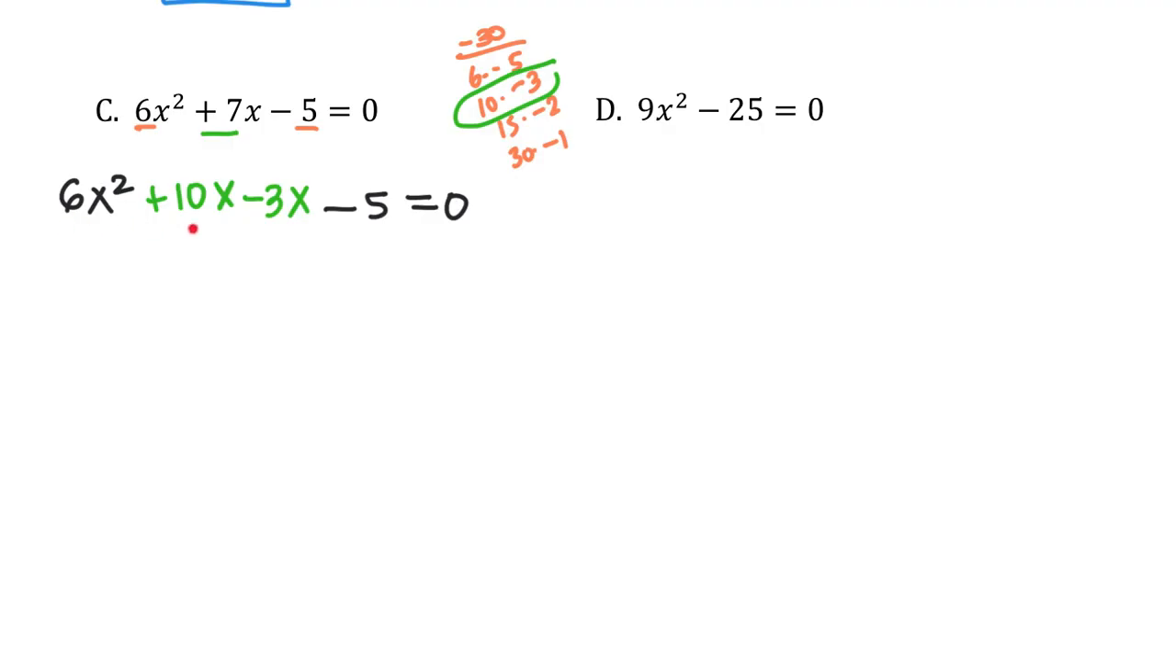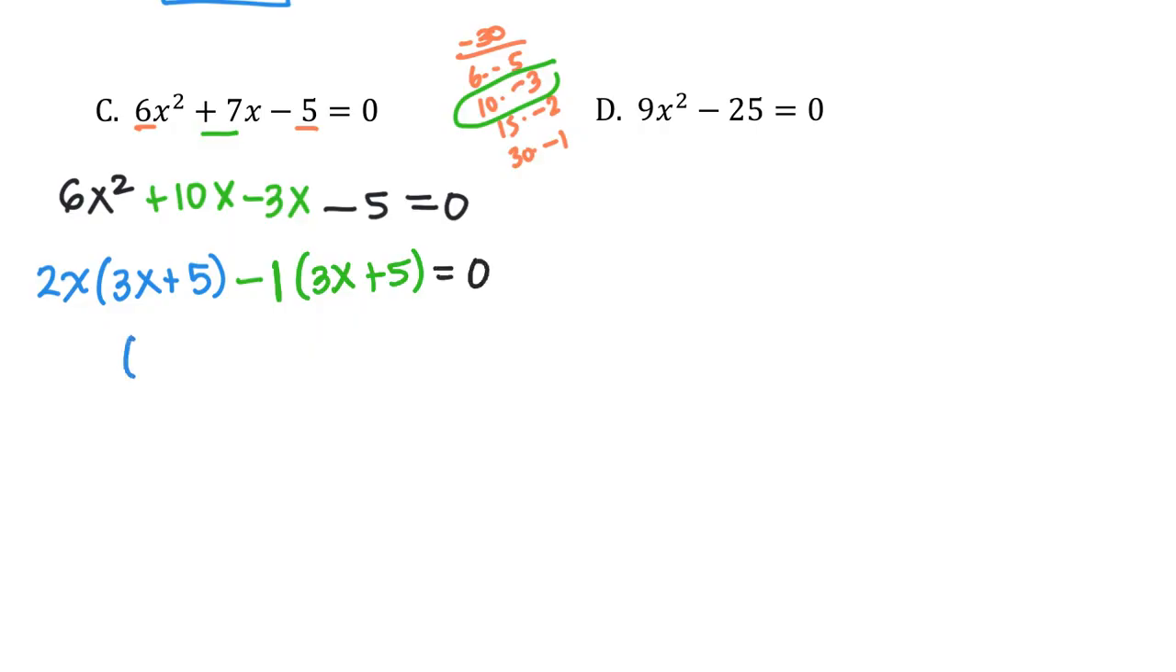Okay, let me check the first two terms. Between 6 and 10, I can divide them both by 2, and they both have an x. 2x times 3x is 6x to the second. 2x times 5 is 10x. I'm going to bring down the minus sign. Between 3x and 5, I can only take out a 1. Negative 1 times 3x, negative 1 times 5. I have a common factor, which is a good thing.